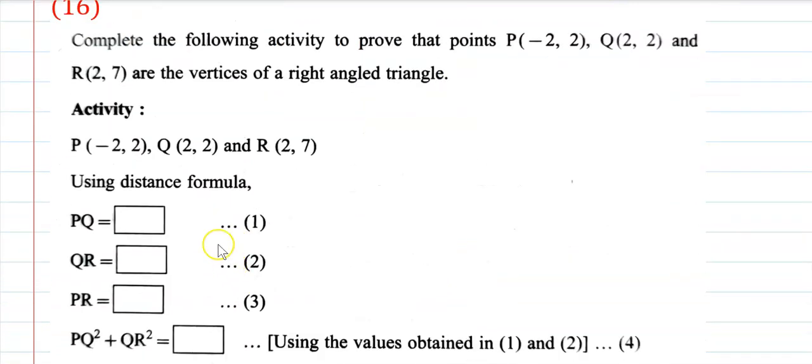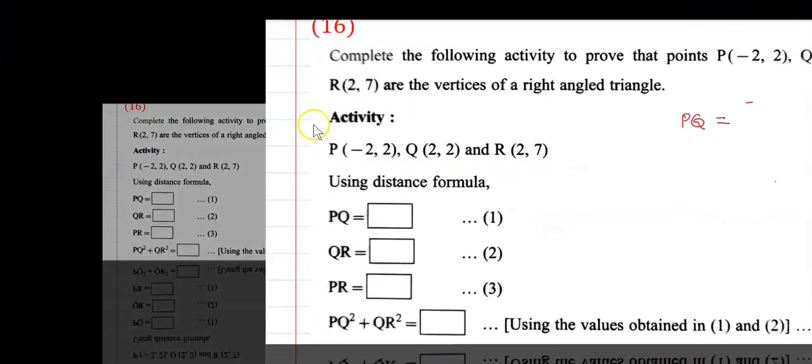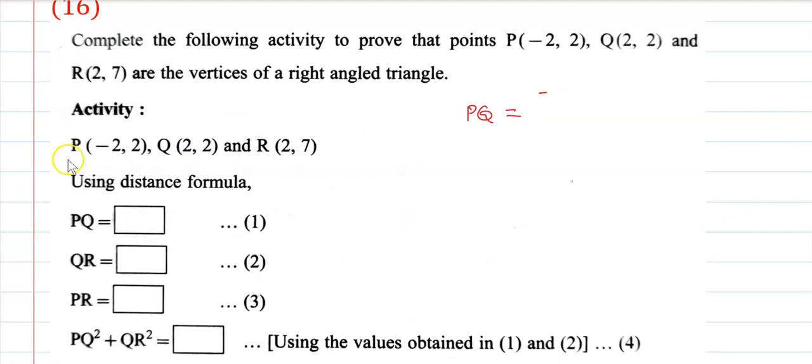Now the next activity. Complete the following activity to prove the points P(-2,2), Q(2,2) and R(2,7) are the vertices of a right angle triangle. To show that these are the vertices of a right angle triangle, at the points P(-2,2), Q(2,2), R(2,7), distance formulanनुसार PQ, QR, PR find out करायचे. Therefore, then we will show that PQ square plus QR square is equals to PR square असं आपल्याला ते prove करावं लागणार आहे.